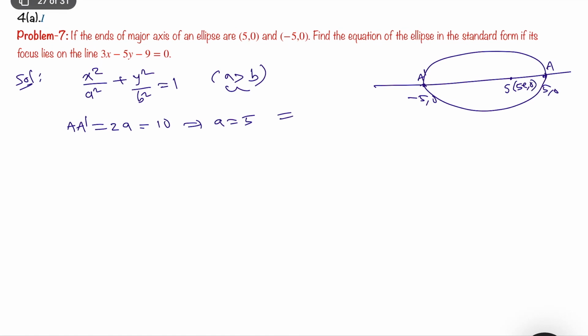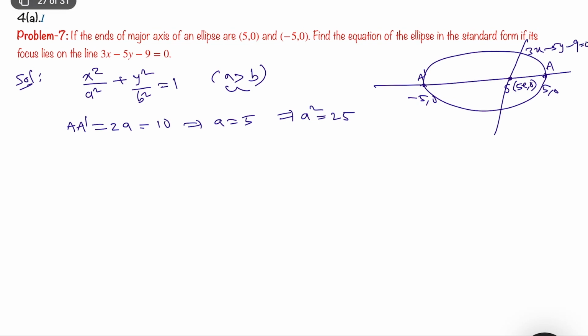Okay, so that implies a square equal to 25. Now we already got this a square, now we need to figure out b square. Okay, so first we can actually find out eccentricity e. Once we know eccentricity and a, we can go for b because we have a relationship between a, e, b, right? So what else is given? Here the focus lies on the line, okay? This line, let us say 3x minus 5y minus 9 equal to 0.